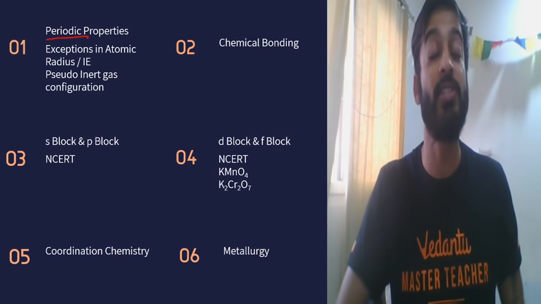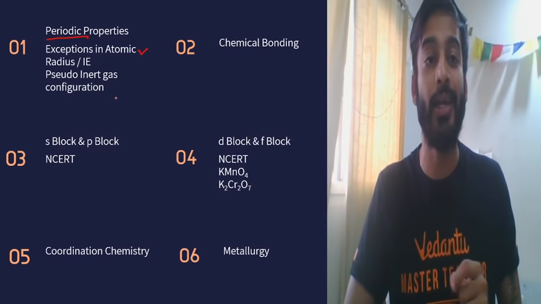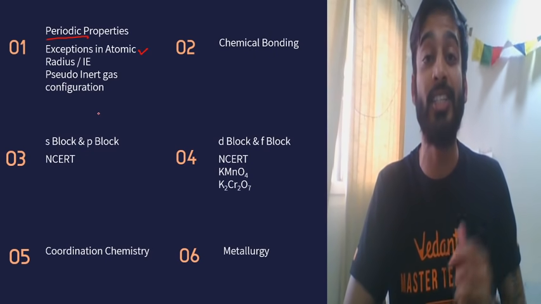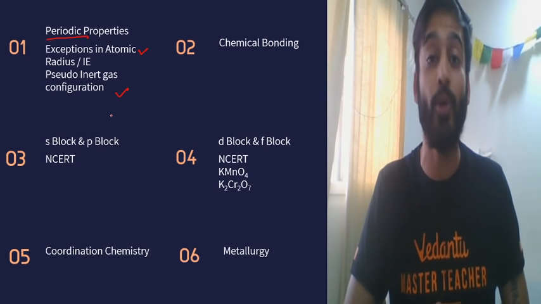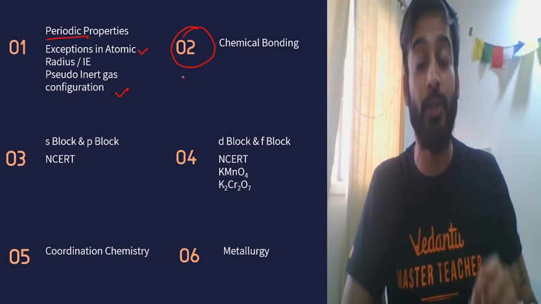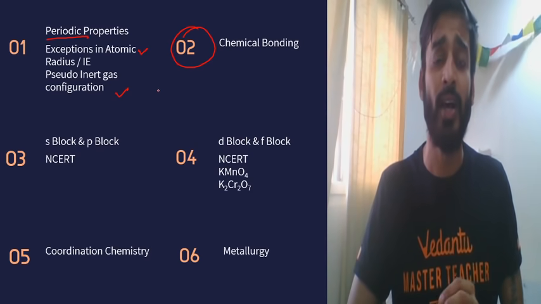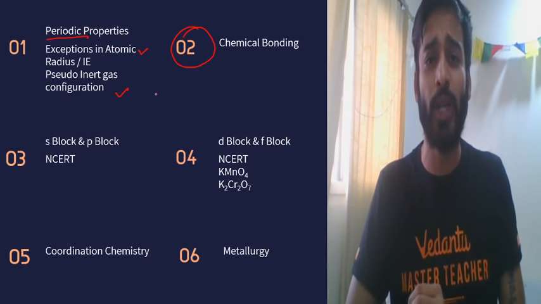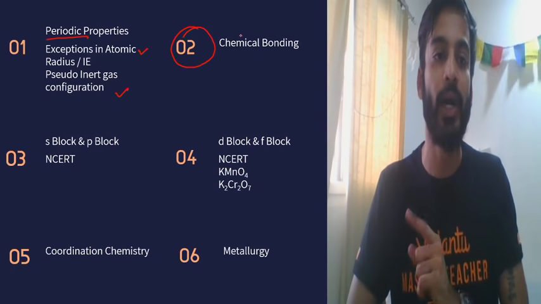Periodic properties, when we start, make sure you learn the exceptions properly. Atomic radii and ionization energy trends, what are the exceptions? Make sure you learn them. Pseudo inert gas configuration, some questions are there, make sure you do that. Chemical bonding, very logical chapter, very important chapter. Questions will definitely come on hybridization and structures, right? MOT, definitely it would come up, and it's a very logical chapter. There is no mugging up required, so definitely do that.